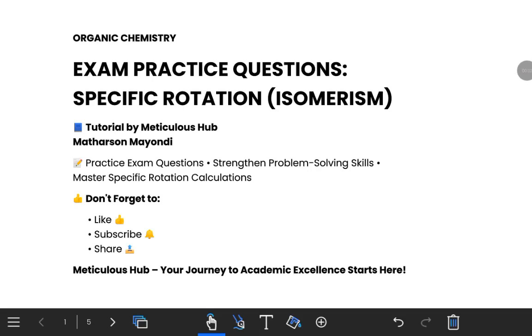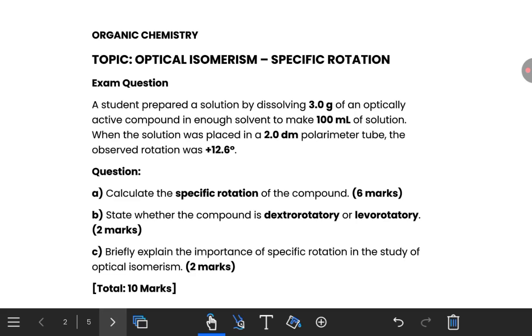Welcome back. Now that we have understood isomerism, let's try to answer exam practice questions on specific rotation under this same topic, isomerism. So the question we've been given is this one. This is an exam question, and the topic was optical isomerism, specific rotation.